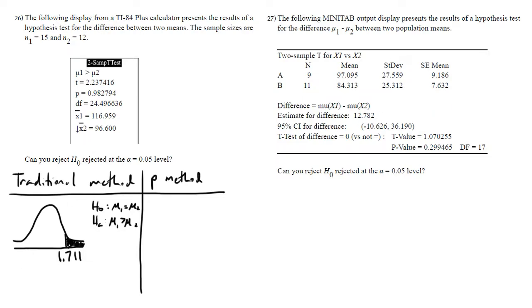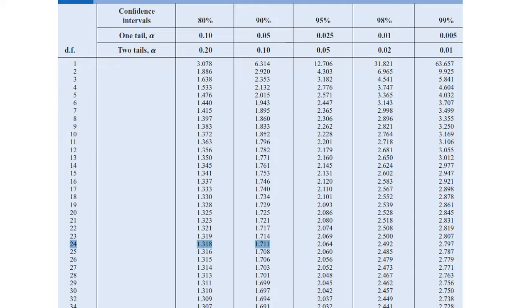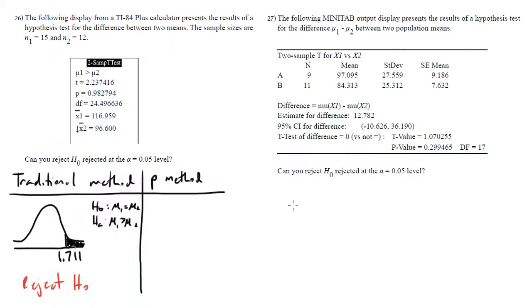All right, let's check it. Now we're checking that t-test statistic. It's 2.237416, definitely greater than 1.711, so that means we reject. It's in the critical region, so we reject the null hypothesis. Let me just double check: 24 degrees of freedom, 0.05, one-tailed, 1.711. Oh yeah. Now the P method.